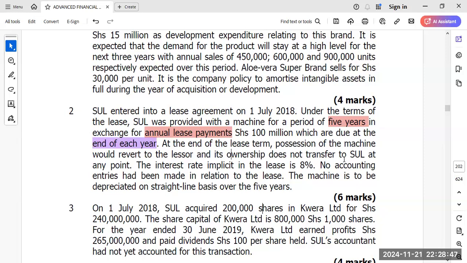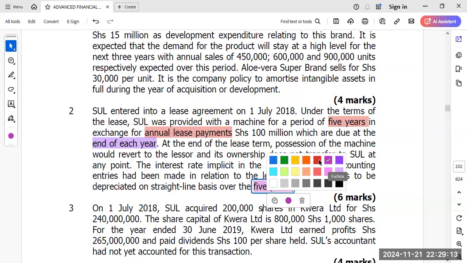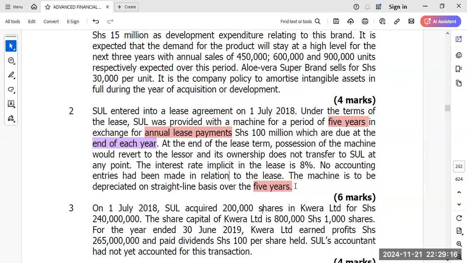the lease term. The interest rate implicit in the lease is 8%. No accounting entries had been made in relation to the lease. The machine is to be depreciated on a straight-line basis over the 5 years. Here it is clear, but in some scenario you may meet it is different. So we need to see how we can account for this.